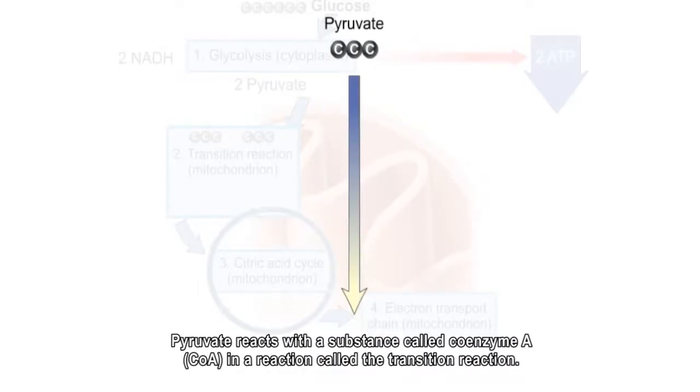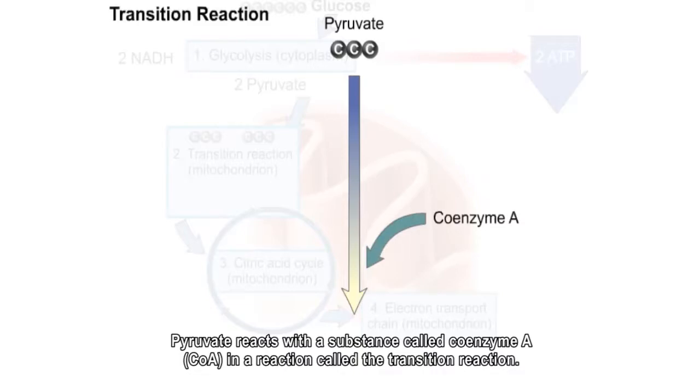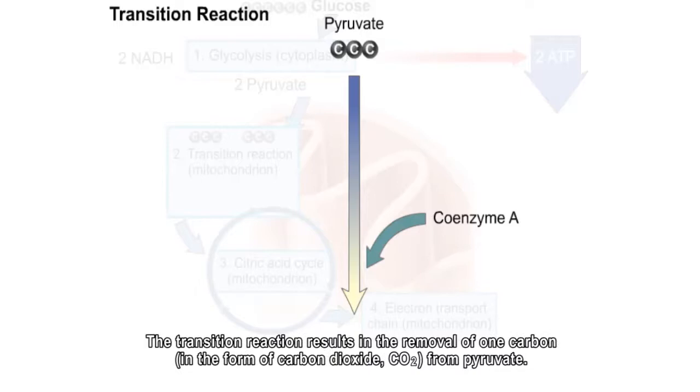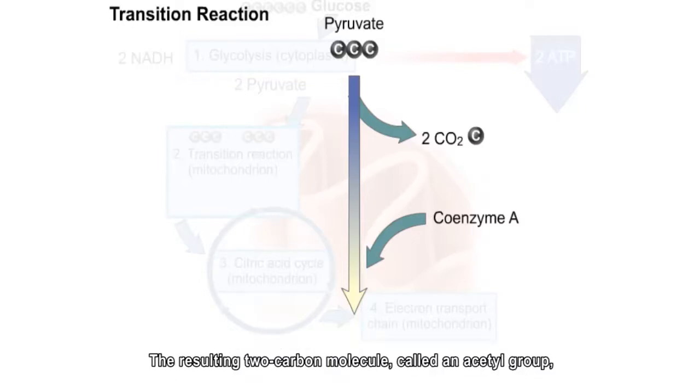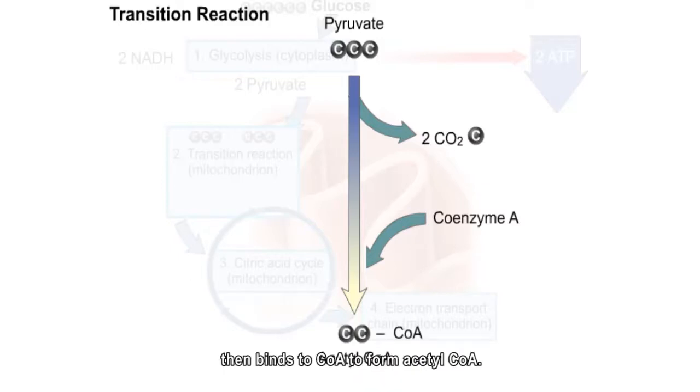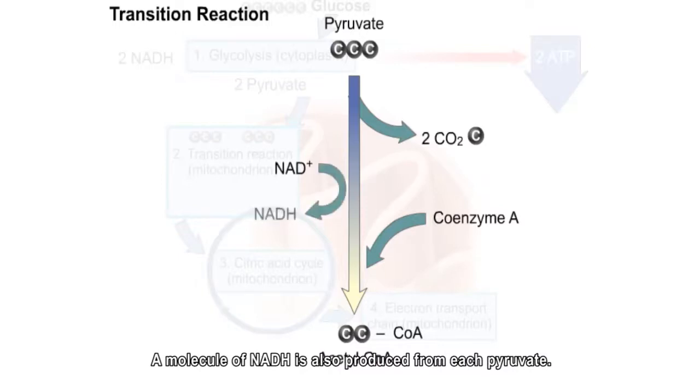Pyruvate reacts with a substance called coenzyme A, CoA, in a reaction called the transition reaction. The transition reaction results in the removal of 1 carbon in the form of carbon dioxide, or CO2, from pyruvate. The resulting 2-carbon molecule called an acetyl group then binds to CoA to form acetyl-CoA. A molecule of NADH is also produced from each pyruvate.